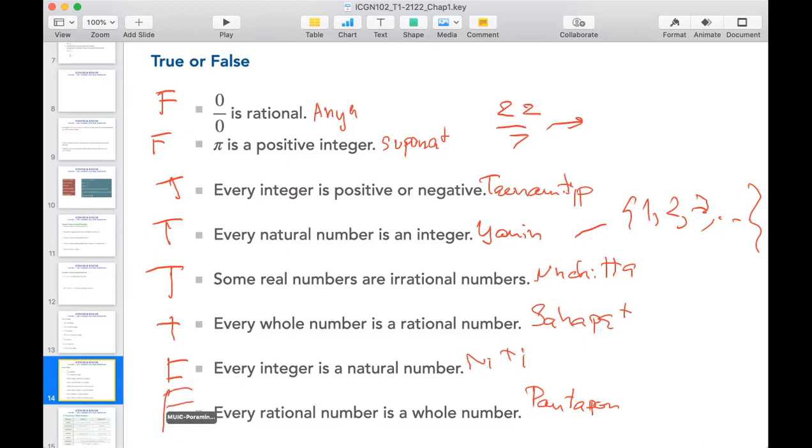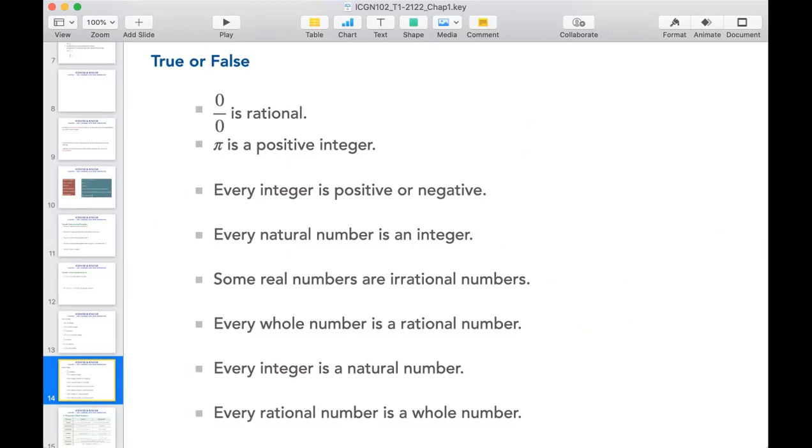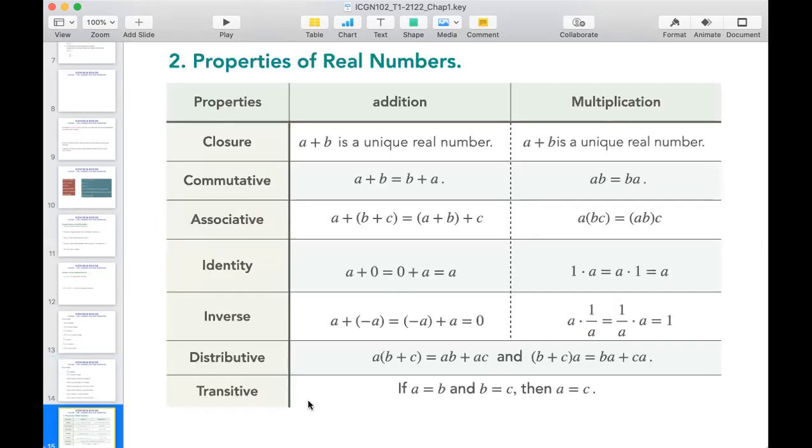Okay. Any questions about these examples? All right. If you don't have any questions for this slide, let me talk about the properties of real numbers. Right now, all of us know what numbers are in the real numbers already. Now let's see. These are the properties of the real numbers.